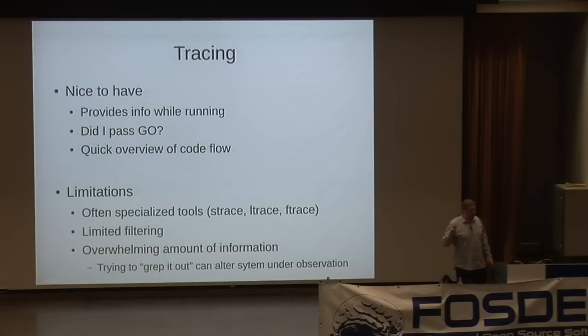So, the tracing tools. What's nice about tracing tools is you can see what's happening while things are running. It's often faster and nicer than printf debugging because it's fully automatic. You get a quick overview of your code flow, but the limitations are there of the specialized tools. You either can trace system calls, or you can trace function calls, or you can trace the kernel. And there's often limited filtering, which means that you quickly get too much information. And when you try to grab it all and your system is really busy, you might actually end up changing the system you're observing.